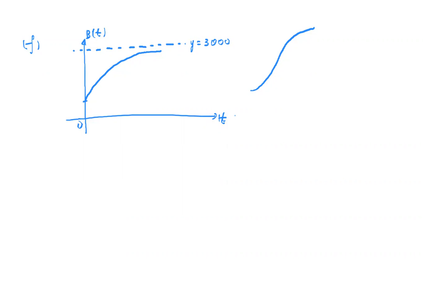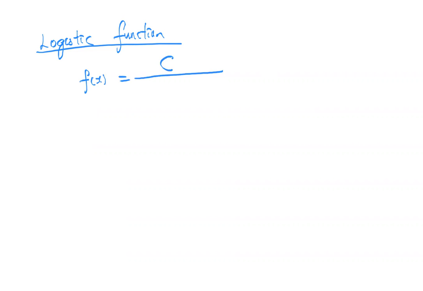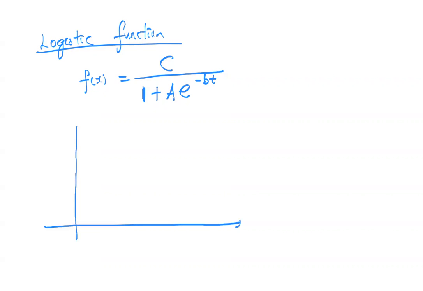this is called a logistic function. For this function, it doesn't pass through the inflection point. So I'm going to show you a logistic function. A logistic function will be of this form: f(x) equal to C over 1 plus A e to the power negative BT. Any logistic function, the shape will be what we call the S shape.